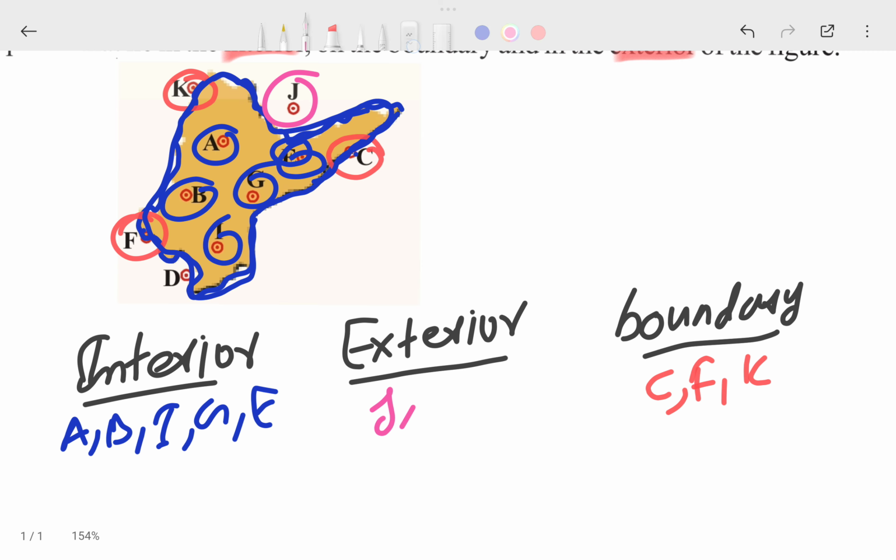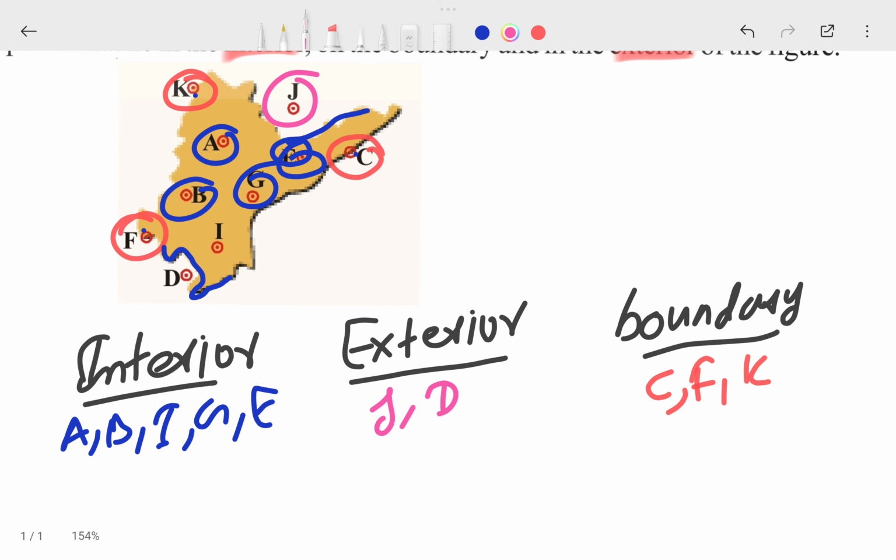Now if you look here, if I remove this, this is a boundary, right? So this figure is outside of the boundary. D is also exterior. Exterior means outside of the boundary. D is also in the outside of the boundary. So this is our answer here. Is it clear or not?